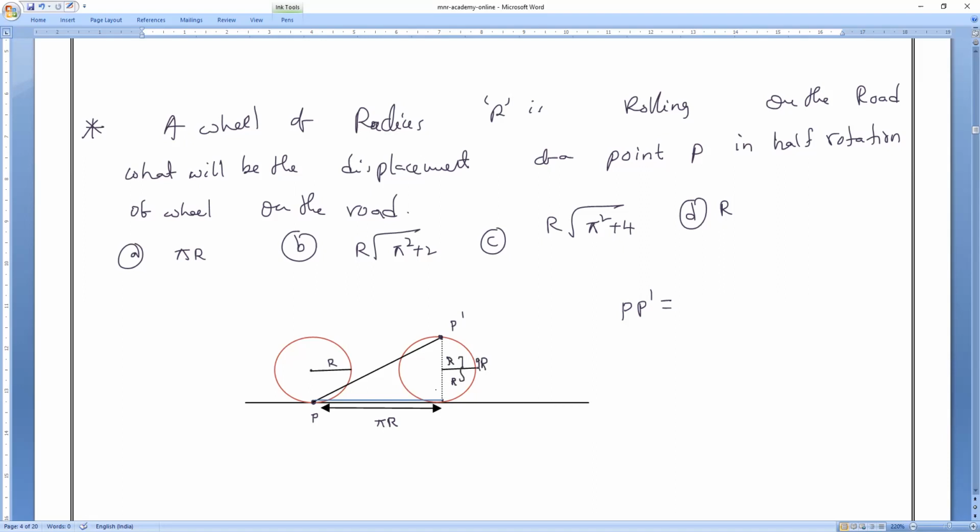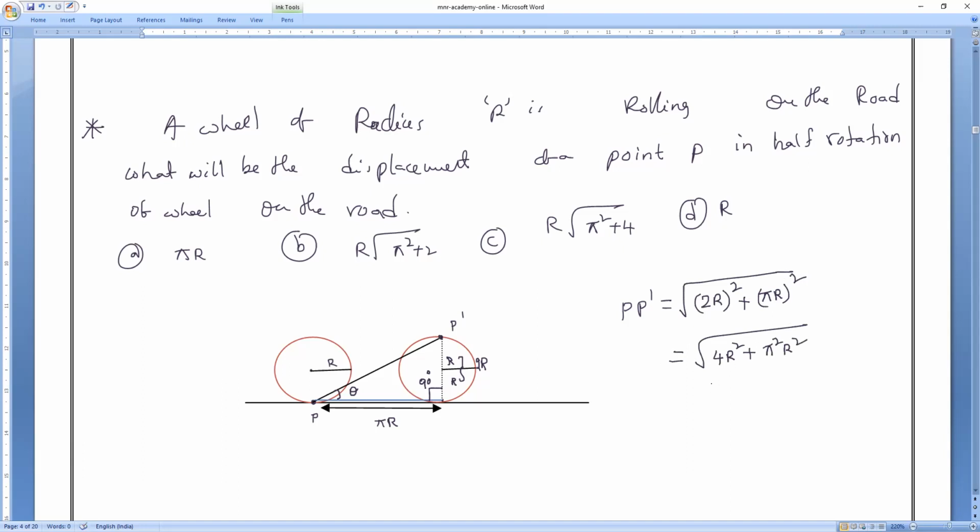Understood, brothers? So what is the angle here? Here the angle is 90 degrees, and here the angle is some theta. Now tell me, how to find it? It is a right angle triangle. So P dash displacement is equal to root of 2R whole square plus pi R whole square. 2R whole square means 4R square, plus pi square R square.